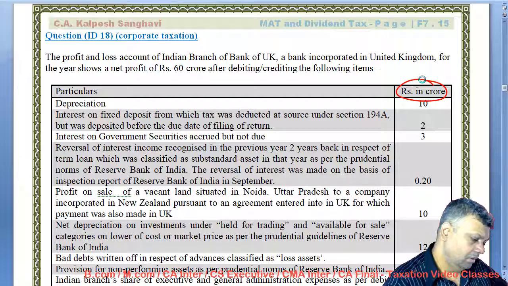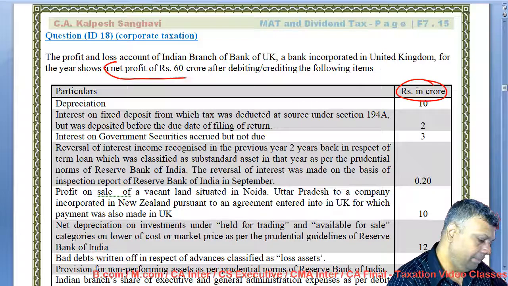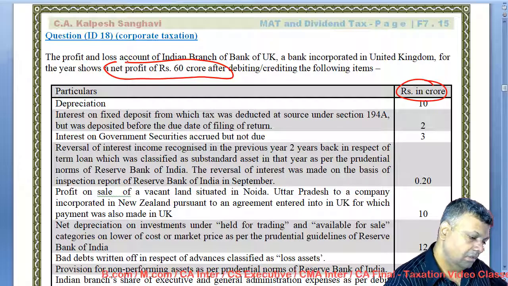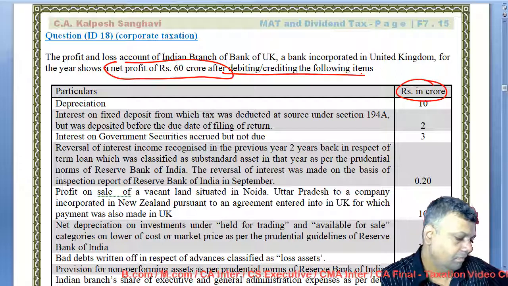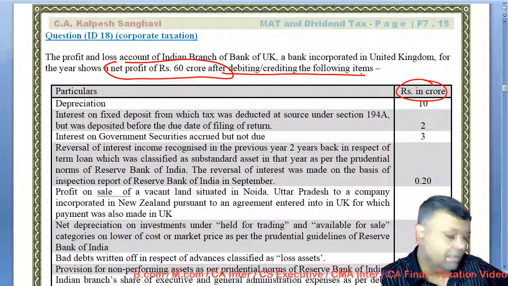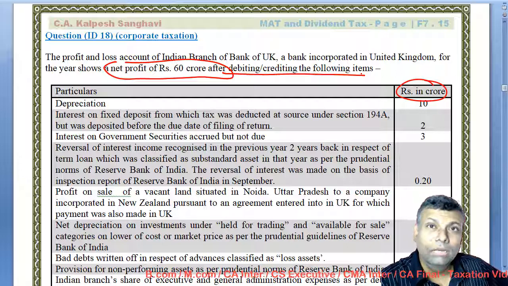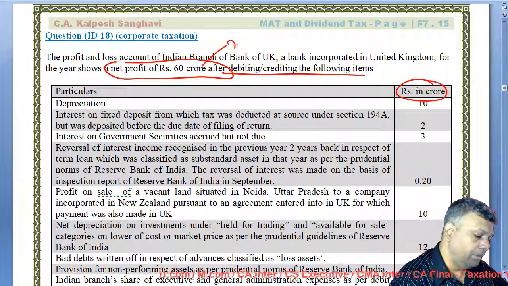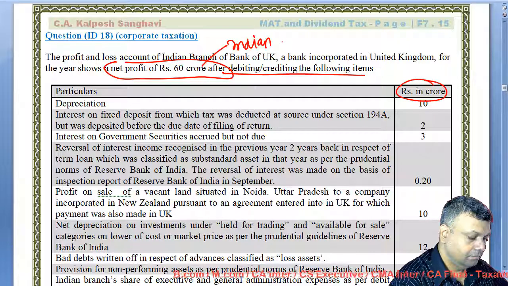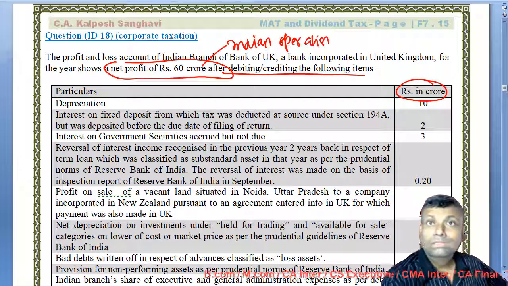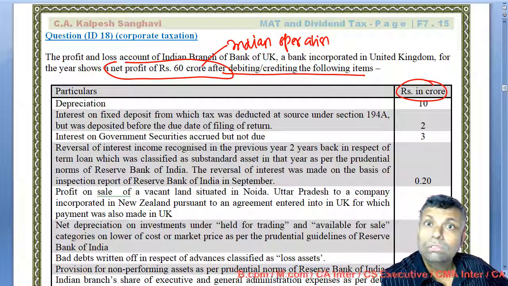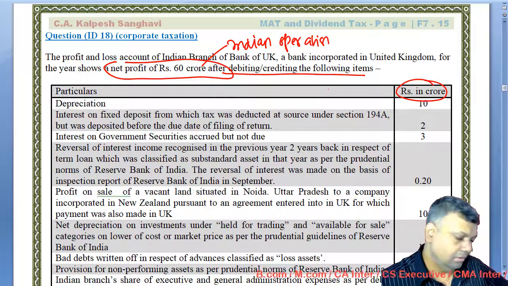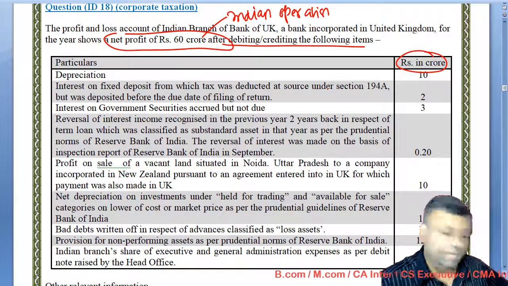Okay, now, so I will start: net profit of 60 crores, after debit and credit of the following items, and this 60 crores is of the Indian branch. That means this is out of the Indian operations. This is 60 crores not out of the global operation. This is 60 crores out of Indian operations. Okay. Now let's go step by step, each and every item.